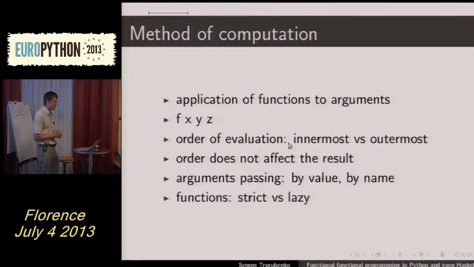If you look up evaluation strategies on Wikipedia, you'll see there are two fundamental classes: innermost and outermost. Ideally, order does not affect the result, and in Haskell that's true. Arguments to functions can be passed by value or by name. And in Haskell there is this additional thing, that functions can be strict or lazy.